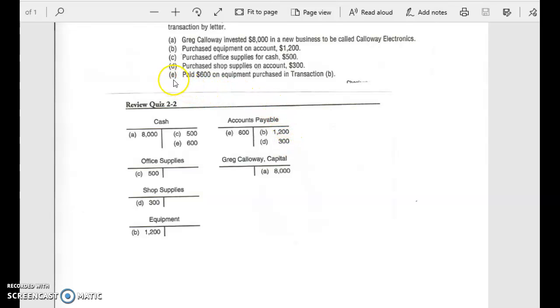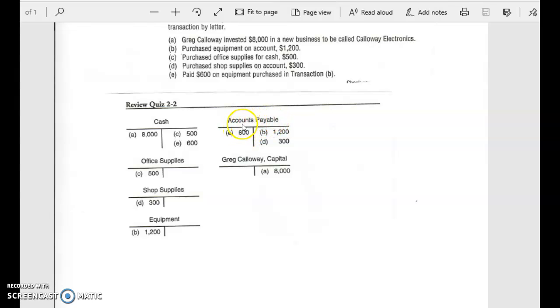Now, and finally, our last transaction, E, paid $600 on equipment purchased in transaction B. Well, let's go back and look at transaction B. We know we've paid $600, so we know that cash is involved, since the word paid is in it. So transaction B is we purchased equipment on account, $1,200. So we are paying on our debt. So transaction E, we're going to pay, so cash is part of it, and we're paying on equipment. So we're not buying equipment again. We're paying on our debt.